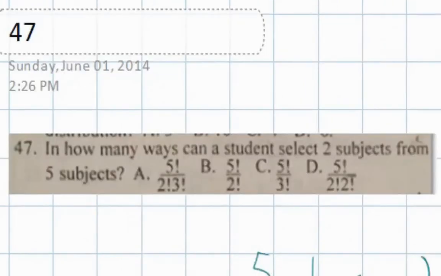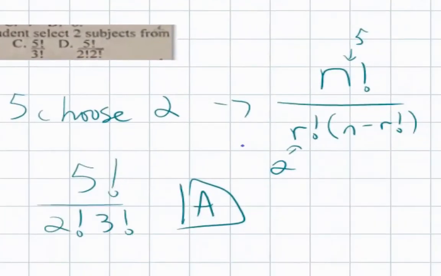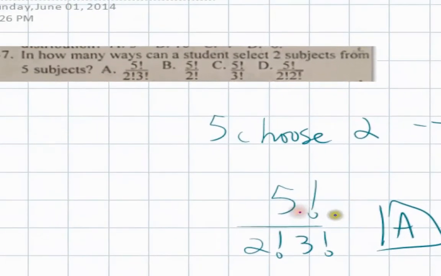Question 47 says, in how many ways can a student select 2 subjects from 5 subjects? So this would be 5 choose 2, which the formula to use here would be n factorial over r factorial times n minus r factorial. Remember, you do n choose r. So 5 choose 2, 5 goes in for n, 2 goes in for r. And so then you're left with 5 factorial over 2 factorial times 3 factorial in the denominator, and that would be your option A.